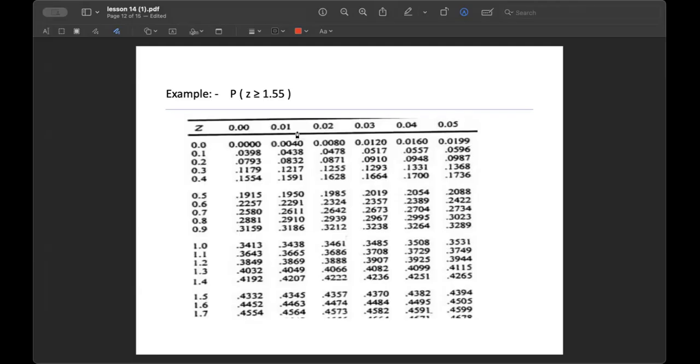Because always the mean will be 0 and the standard deviation will be always 1. It's a standard for those kinds of standard normal distribution.